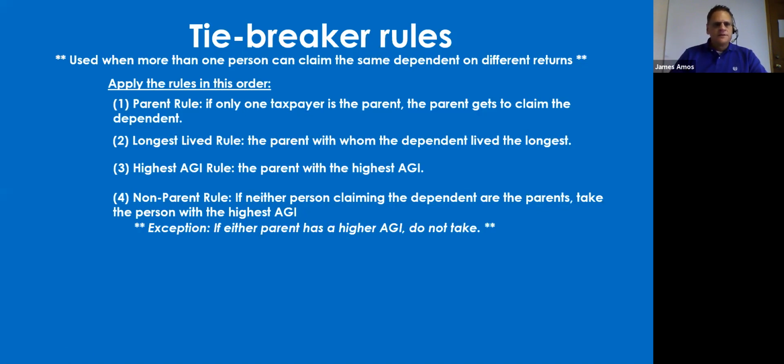That's all they're doing. So the order of the rules is the parent rule, the longest lived rule, the highest AGI rule, and then the non-parent rule. Parent rule, longest lived, highest AGI, non-parent. Okay? So you think you can remember those?